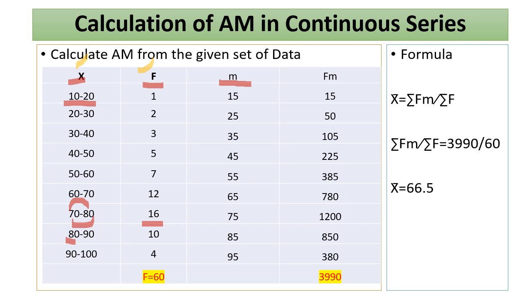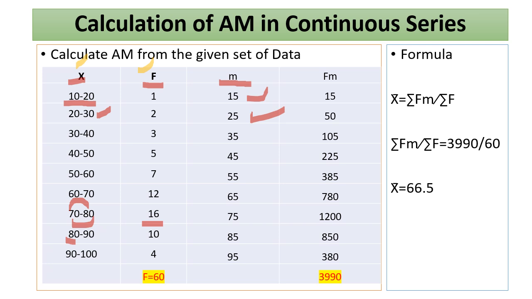So what will be the midpoint in the first case? 10 plus 20 divided by 2. So 10 plus 20 is 30. 30 divided by 2 gives us 15. Next one, 20 plus 30 gives us 50. 50 divided by 2 gives us 25.